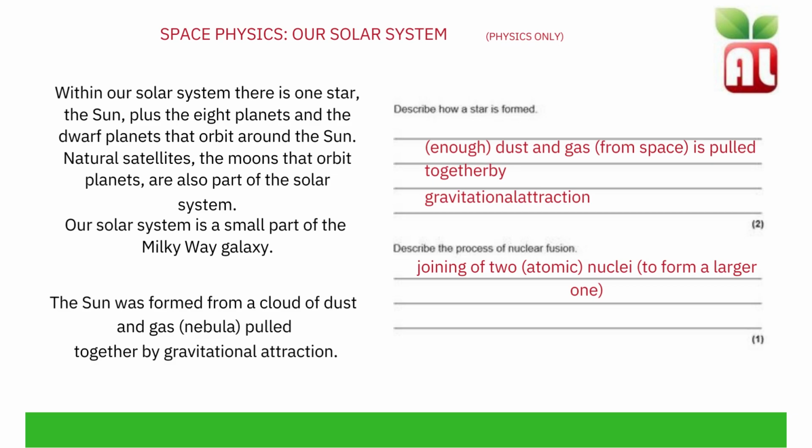The Sun was formed from a cloud of dust and gas, known as a nebula, pulled together by gravitational attraction. In the Sun, or in stars, we have the process of nuclear fusion. Fusion is the joining together of 2 atomic nuclei to form a larger nucleus. An example in our Sun would be the joining of 2 hydrogen nuclei to form a larger helium nucleus.